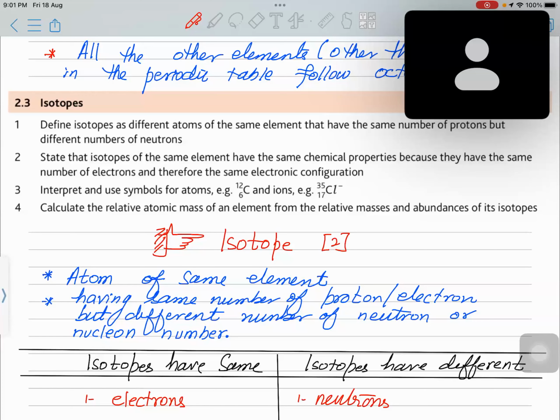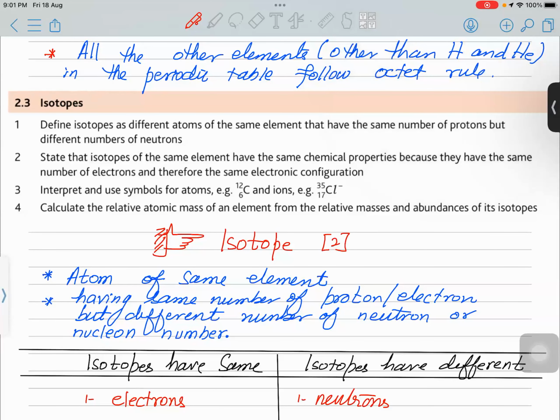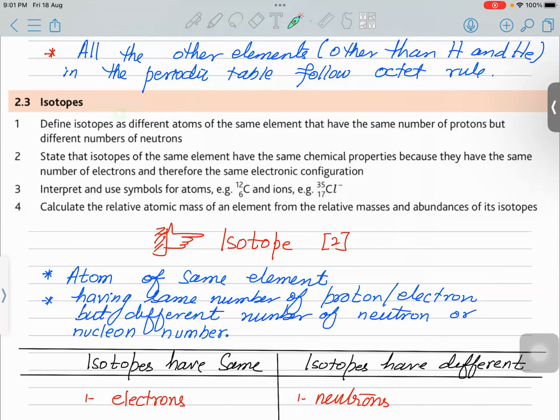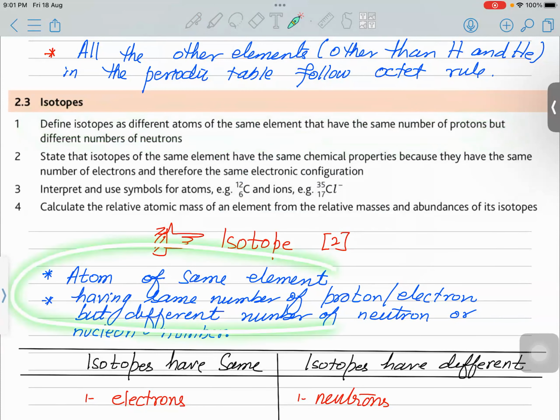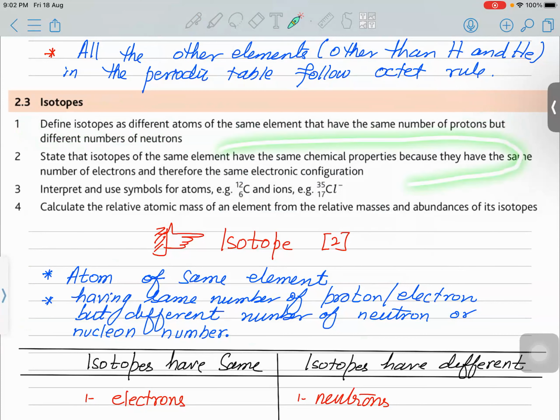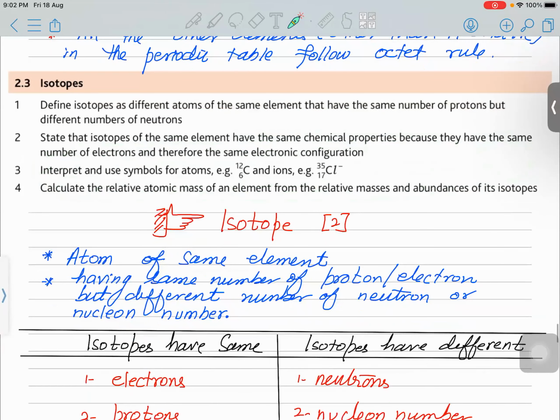Bismillahirrahmanirrahim. We are on the second chapter, atom, element, and compound, right? So we have completed isotope, right? We have started isotopes. So first of all, in your syllabus, define isotope: different atoms of the same element. This is the definition. So we have learned the definition of isotope. Second, state that isotopes of the same element have the same chemical properties and the same electronic configuration. So we have discussed all this, right?